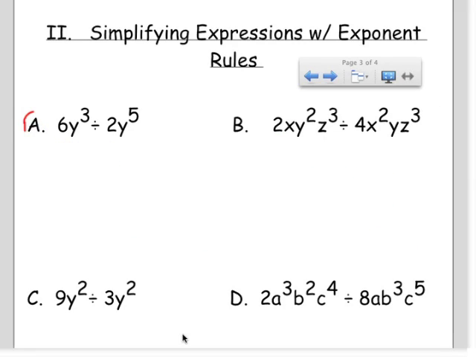Okay, it's now time for some guided practice, so I'd like you to try C and D yourself. Stop the video here, press play when you're ready to check your answers.